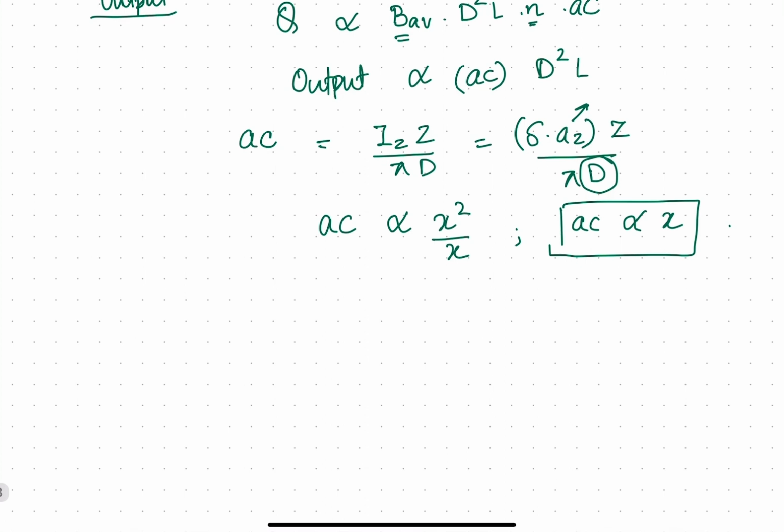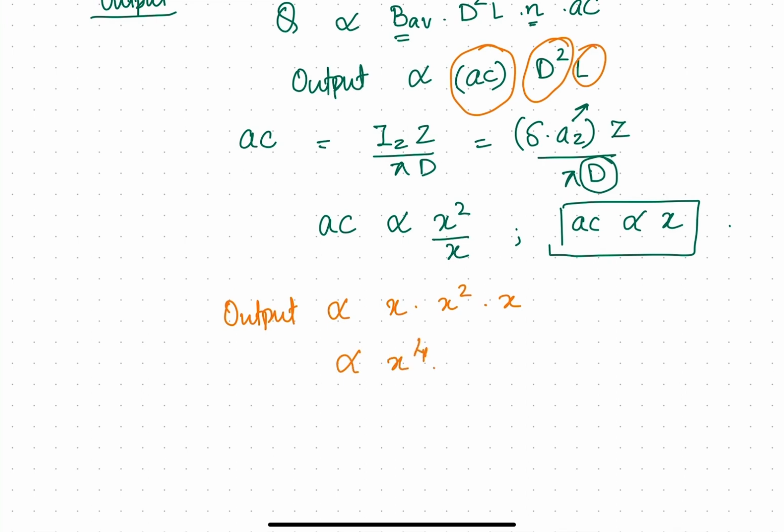So what happens because of this, you have AC being directly proportional to x, d square directly proportional to x square, and L directly proportional to x. So what is the outcome? The output is directly proportional to x times x square times x. So in effect this means that the output is proportional to x raised to the power 4.